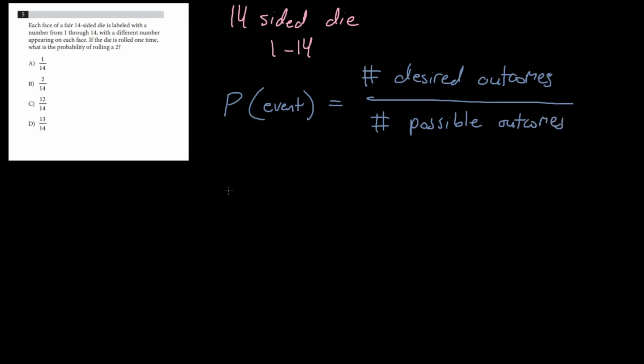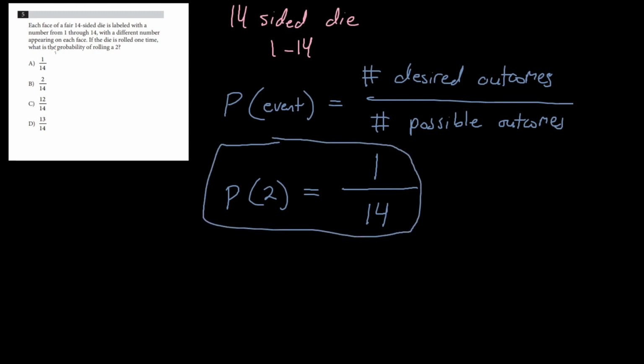So in this case, we want to know the probability that we roll a 2. So we have to consider what our desired outcome is and our possible outcomes. So our possible outcomes is going to be 14 because it's a 14-sided die. And then we want to know how many 2's are on this die. Well, it has 14 sides, and we have the numbers 1 through 14, which each show up once. The number 2 only shows up once, so our probability of rolling a 2 is 1 over 14, which is going to be A.